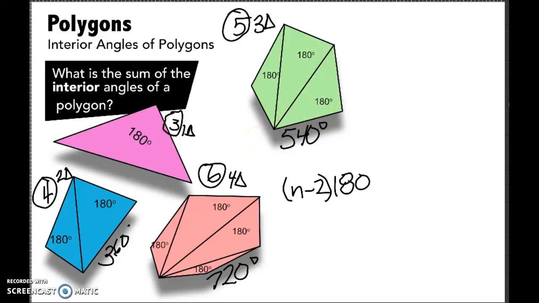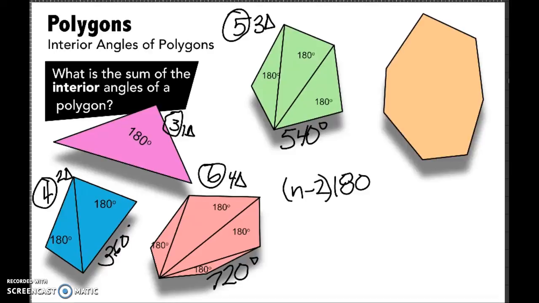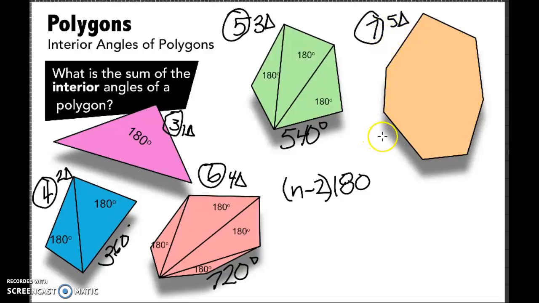That is pretty cool. Let's try it out one more time. How about this 7-sided figure right here? Well, if it has 7 sides, how many triangles should be in here? 7 minus 2, that should be 5 triangles. If it has 5 triangles, that's 5 times 180. That should be 900 degrees total. Don't believe me? Take a 7-sided figure, divide it into triangles, and you should find 5.